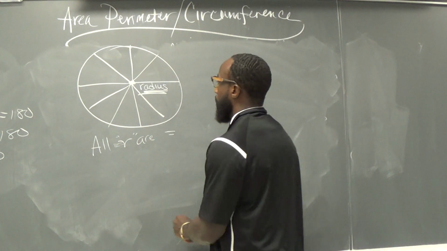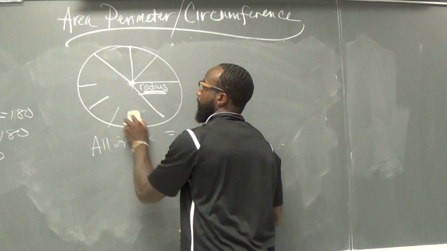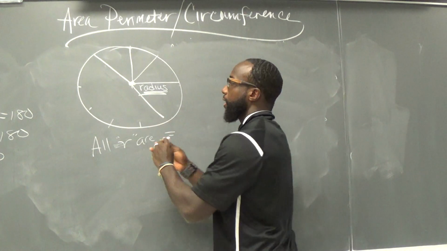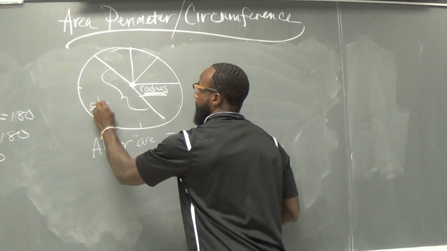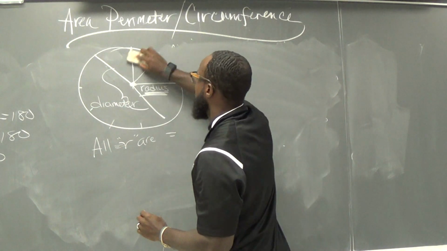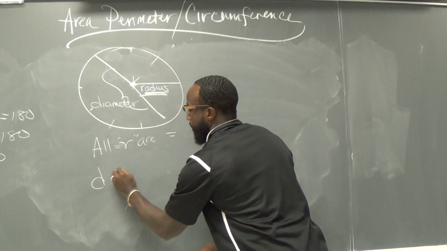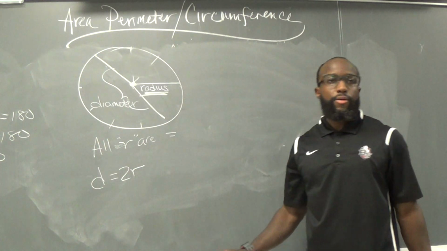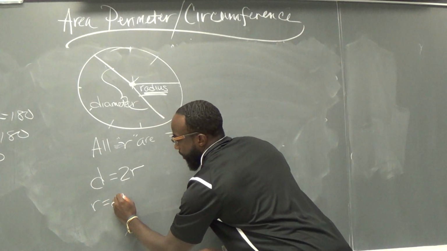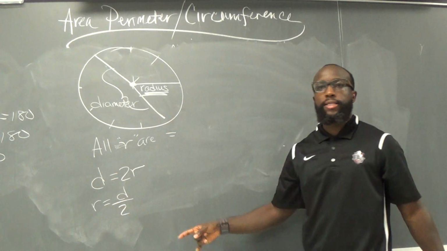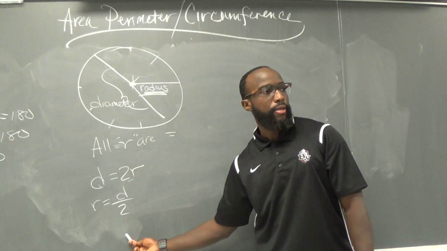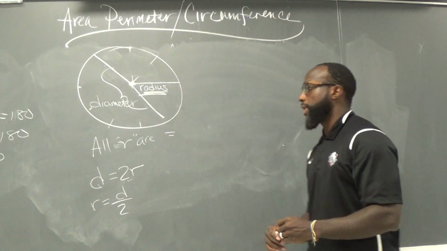Now, if you have a line that goes through the center from one edge to the other, this is called the diameter. The diameter is 2 times the radius. So the radius is half the diameter. That's the relationship between the two. Diameter is 2 times radius, radius is half the diameter. It's good to know.